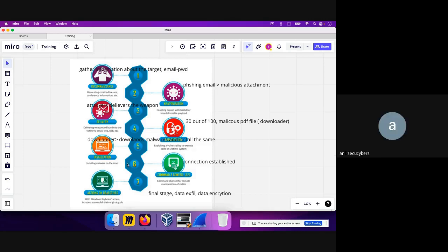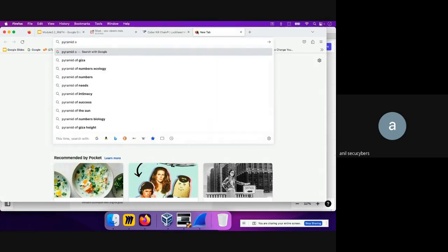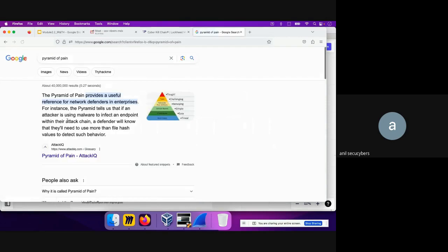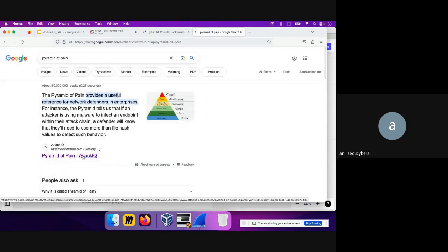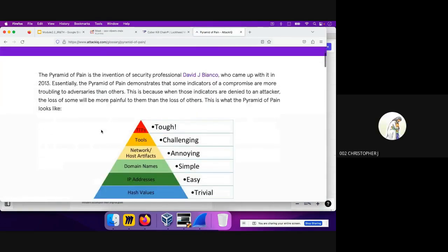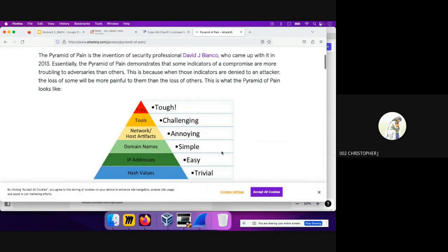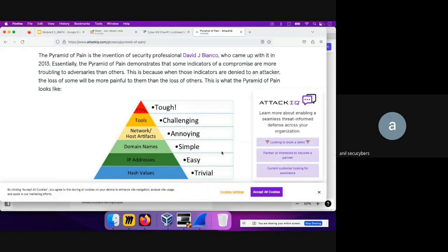Okay, those things actually relate to this one. Let me just quickly go to the pyramid of pain. This is the pyramid of pain, which I think I showcased last time. It demonstrates some of the indicators of compromise that are more troubling to adversaries than others.